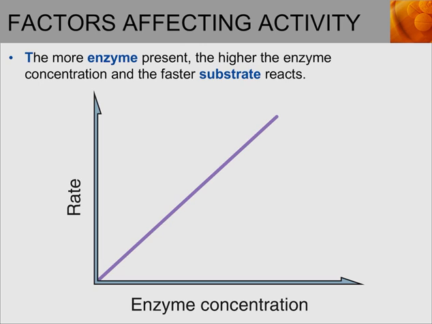But let's start with enzyme concentration. So the more enzyme that's present, the higher the enzyme concentration, and the faster that the substrate can react. So the greater the enzyme concentration here on the x-axis below, the greater the rate of the reaction, which is on the y-axis. And this is a linear relationship. So this is pretty simple. So let's say you're wrapping presents again, and it's just you initially, but then you ask some friends to help you out. The more friends you have helping you wrap presents, the more presents can be wrapped.